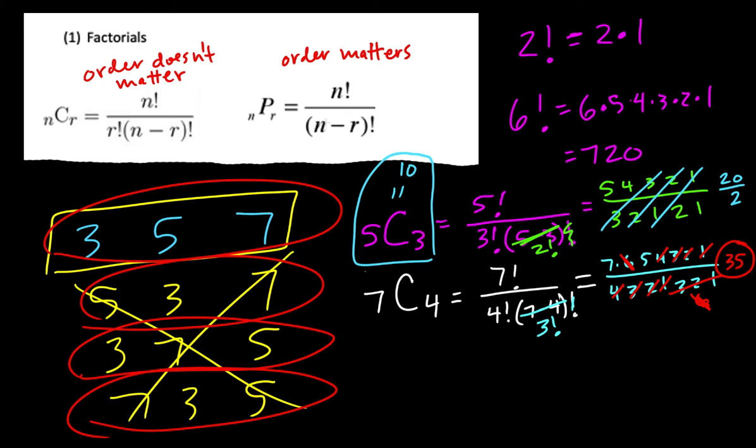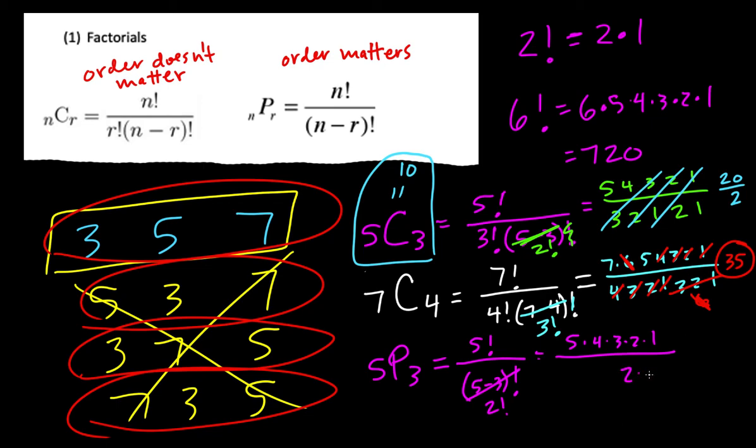Okay, now we're going to move on to permutations. And I'm actually just going to do these 2 problems again, but I'm going to use a P instead. So I'm going to do 5P3. And so I plug that in, so I get 5 factorial over, notice how the only difference is there's no r factorial on the bottom. And then I get 5 minus 3 factorial. So I'm going to end up with 5, 4, 3, 2, 1, and then those become a 2 factorial, so 2 times 1.